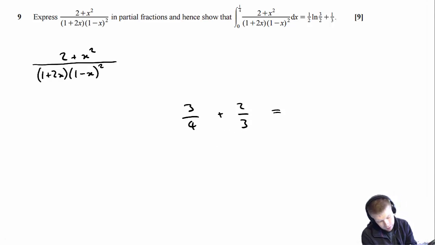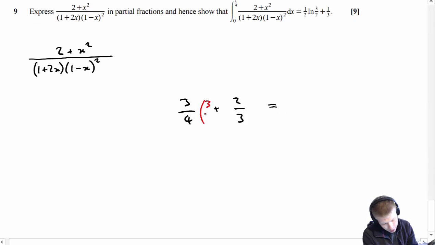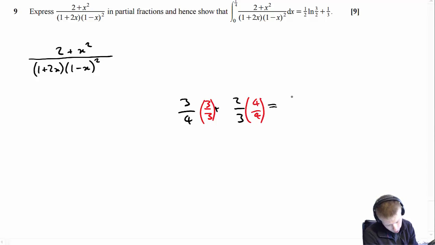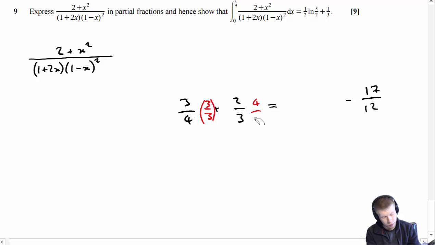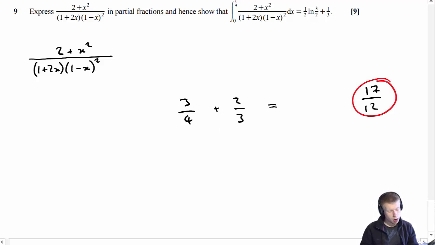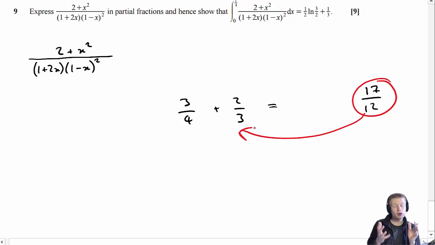So I multiply the first fraction by 3/3, and I multiply the second fraction by 4/4. Then that becomes 9/12 plus 8/12. I add the two together and I end up with 17/12. So the whole point of partial fractions is that we go back to this. We have a single fraction. What were the original two fractions? That is all partial fractions are doing, just with algebraic fractions.